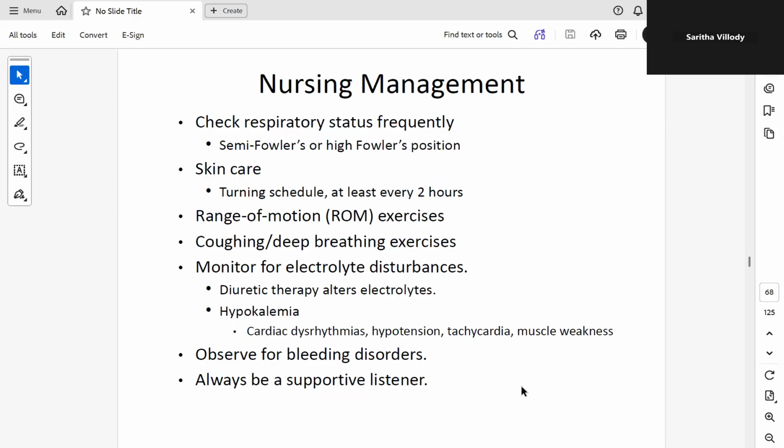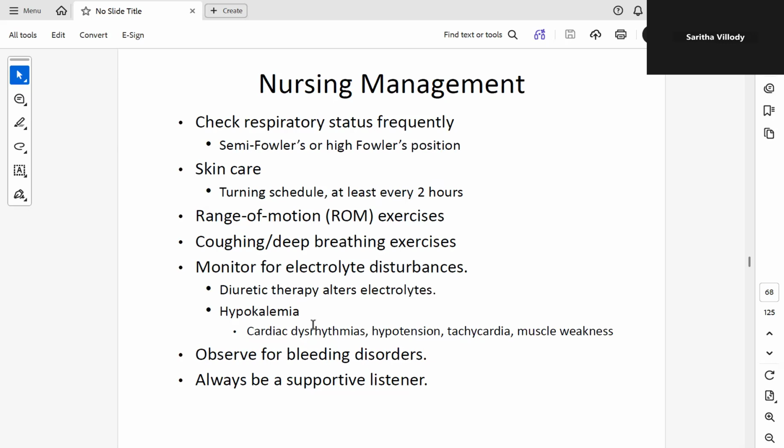Skin care, turning schedule, ROM exercises, deep breathing, and coughing exercises. These are all important in nursing management. One of the things we should always keep in mind is the patient will be on some type of diuretic therapy, so it causes alteration in electrolytes. Hypokalemia is one of the complications of this disease. So watch for cardiac arrhythmias, hypotension, tachycardia, muscle weakness, etc.